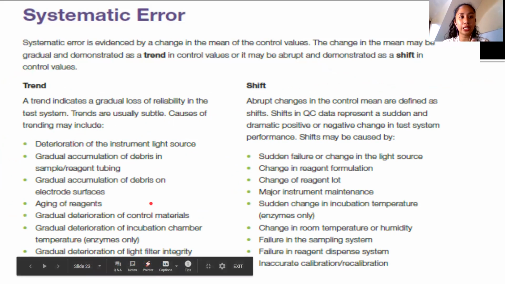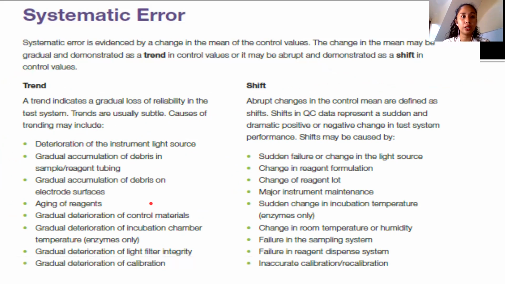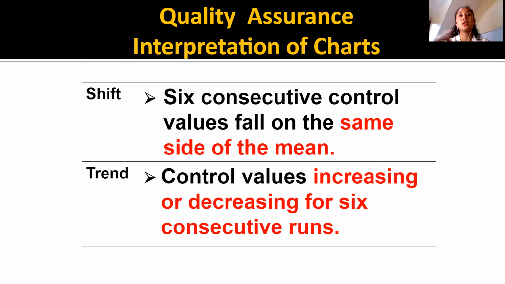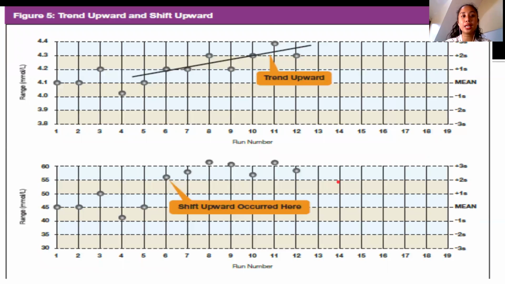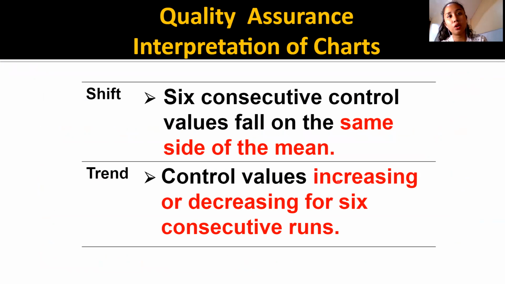Ito, gradual deterioration of the light filter. Ito, puro gradual deterioration, gradual accumulation. So usually trend yun. Shift: sudden failure or change in the light source, change in reagent formulation, change of reagent lot. Yan. Failure in the sampling system. So class, sabi niya, shift, 6 consecutive control values fall on the same side of the mean. Next, control trend is control values increasing or decreasing for 6 consecutive runs.